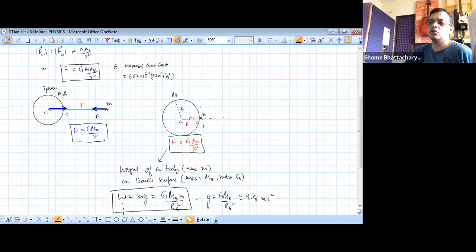Similarly, the force is also proportional to the mass of the object. So if you compare two objects on the surface of the earth, the lighter object or the one having less mass will experience less weight.